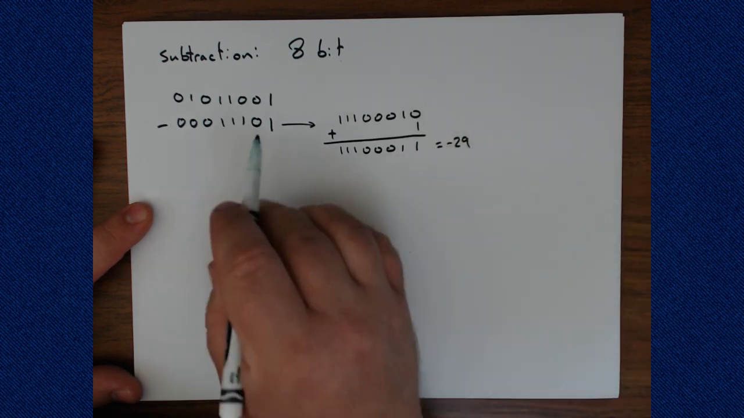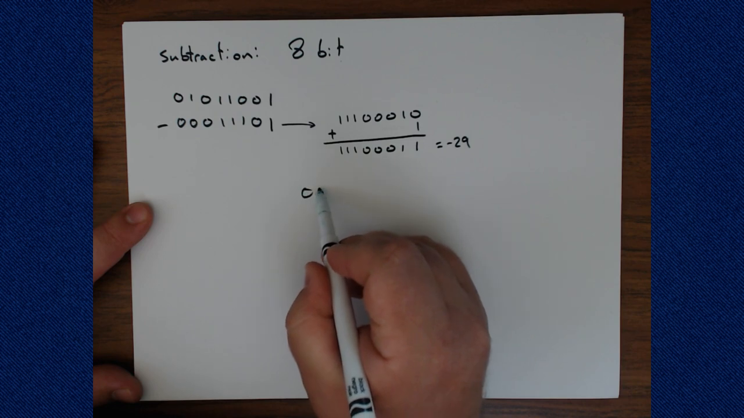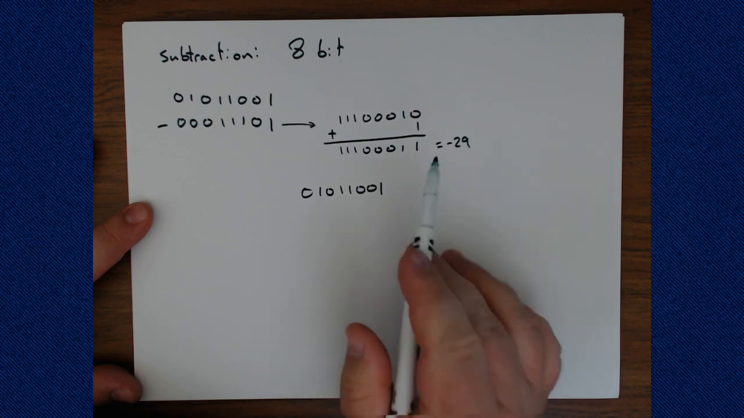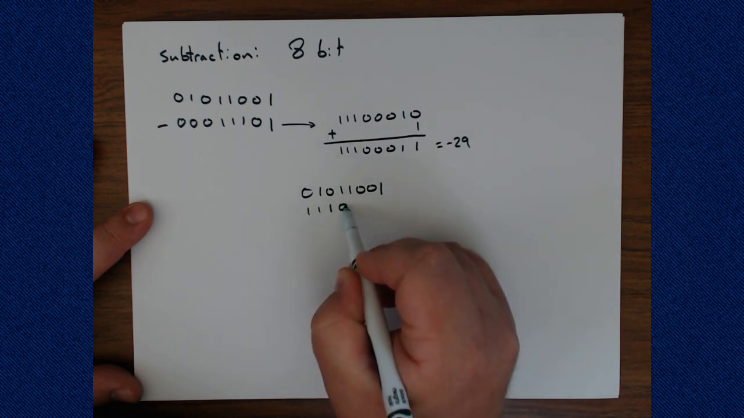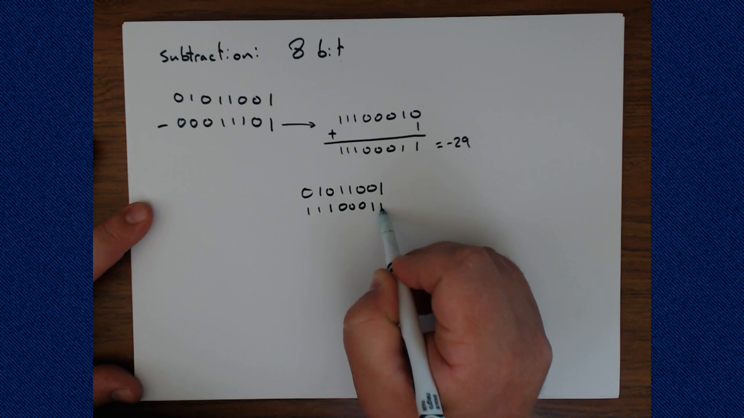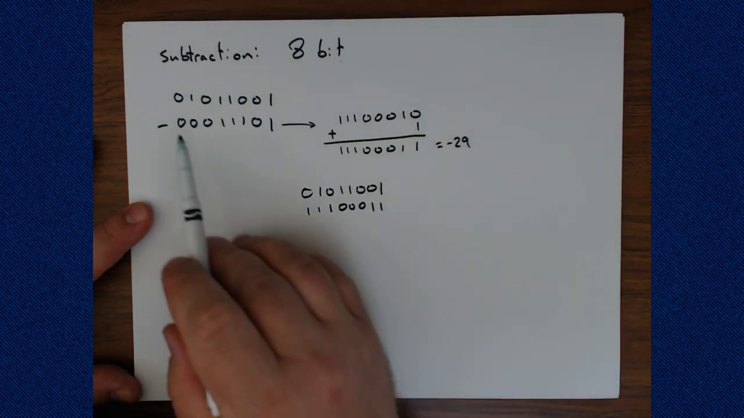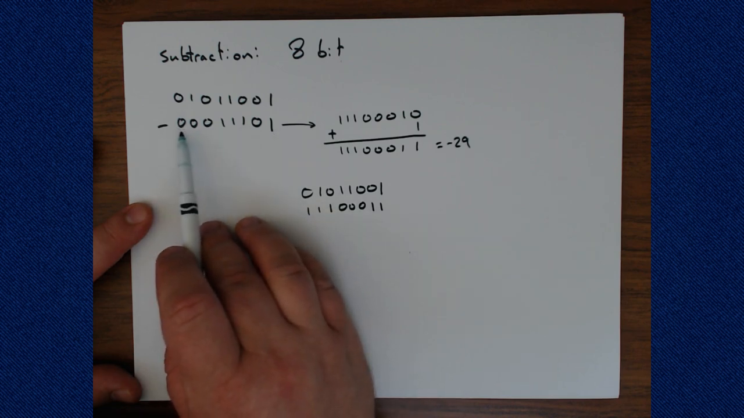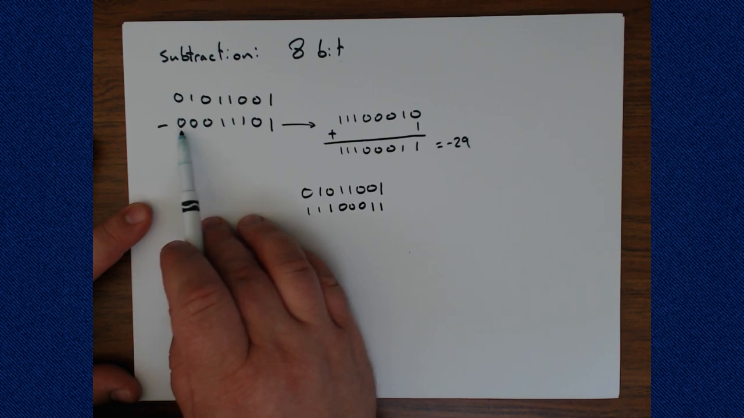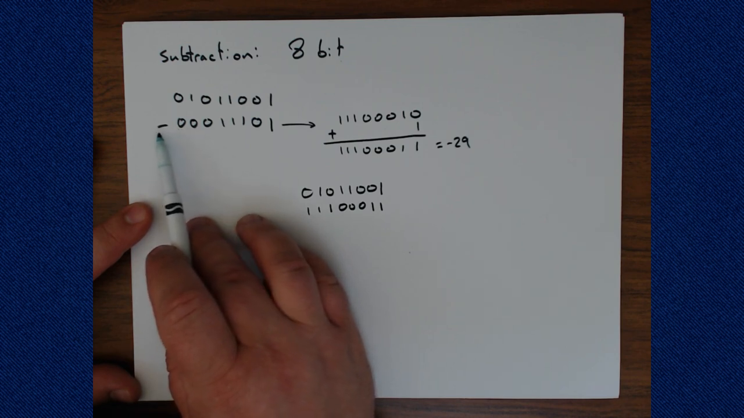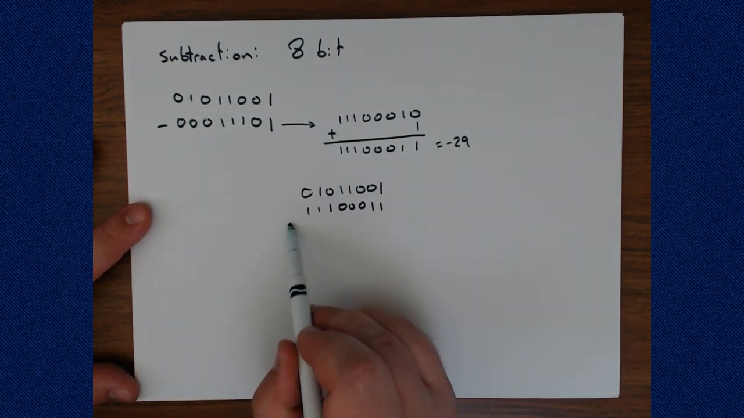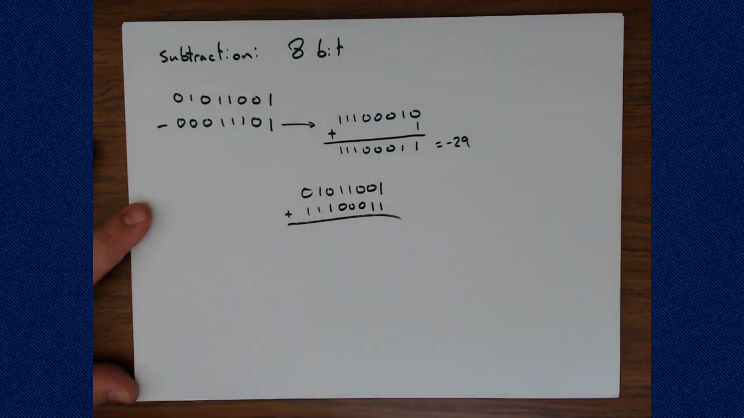So now we can add negative 29 to our original 89. 0, 1, 0, 1, 1, 0, 0, 1. And we'll add to that this, 1, 1, 1, 0, 0, 0, 1, 1. Now notice this said negative, so I just flipped all the bits and then added 1. I didn't actually care whether this was positive or negative at all. If this had a 1 in the signed bit, of course it could be an unsigned number, I wouldn't care. I would see the negative and I'd flip all the bits and add 1 and then just go with it, because such is the nature of binary arithmetic.